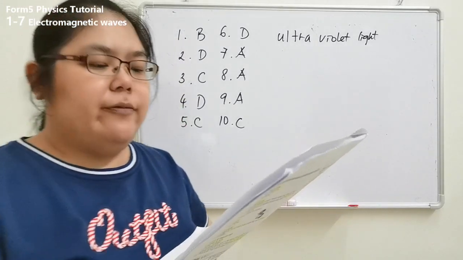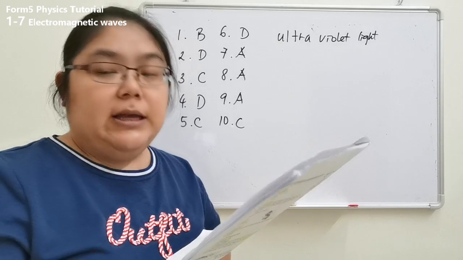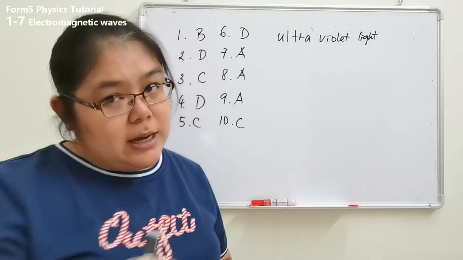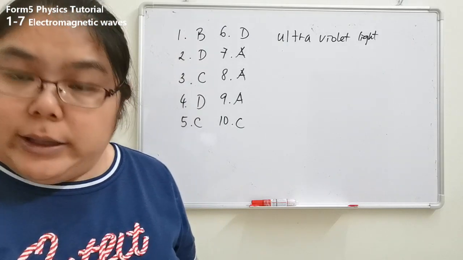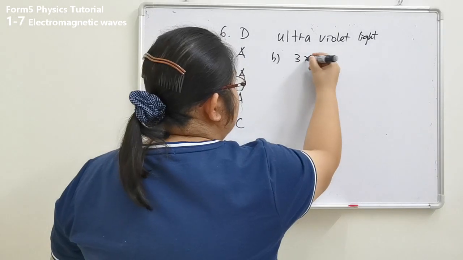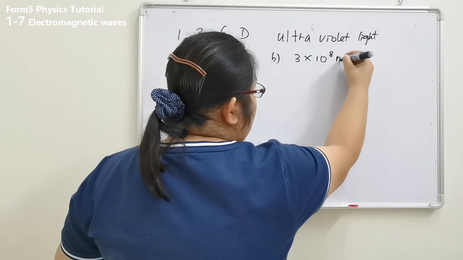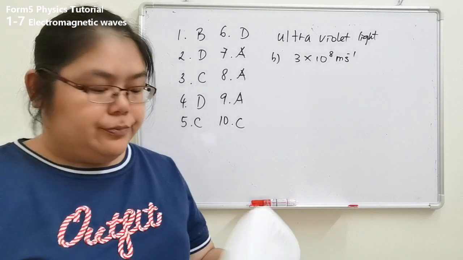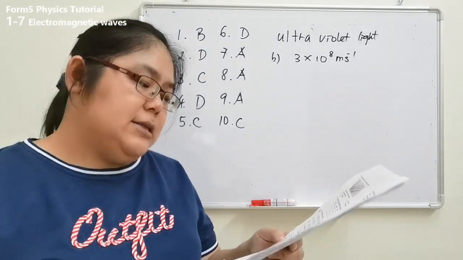Then we go to question number 2, B. What is the speed of the electromagnetic wave in the vacuum? So the answer, speed of light. They ask what, so you cannot just say speed of light, you need to mention what is that. So B, the answer is 3 times 10 power of 8 m/s. Unit, please.